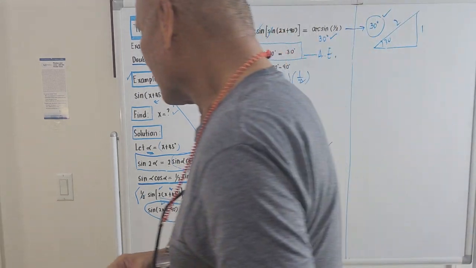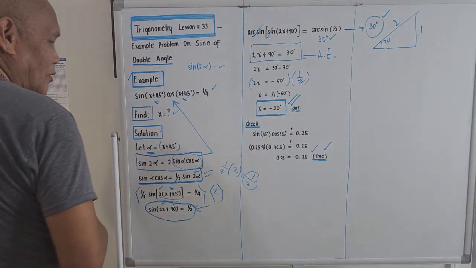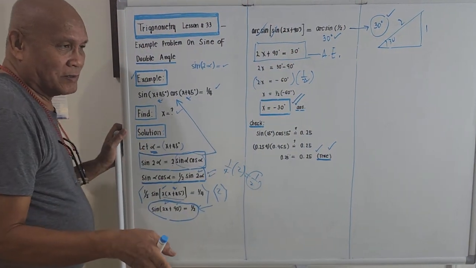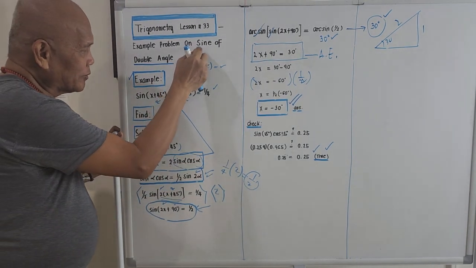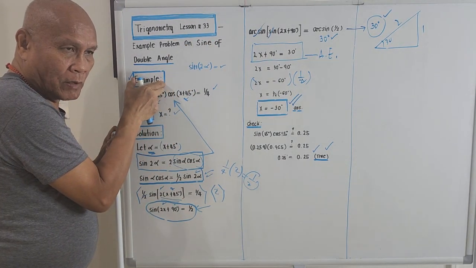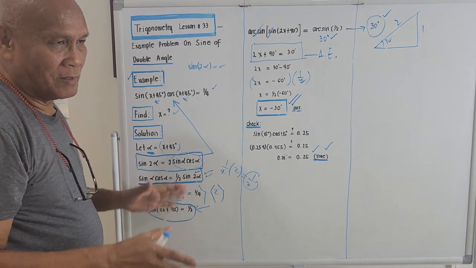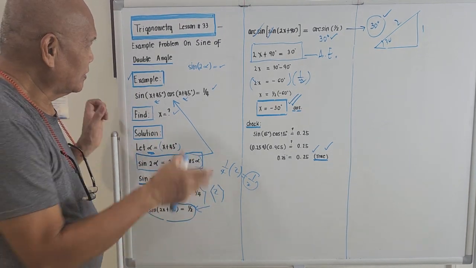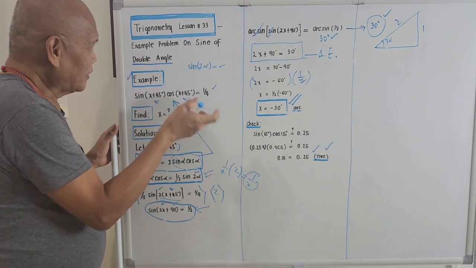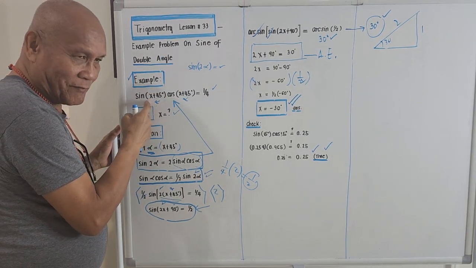Okay, that's it guys. That's how we compute for the value of x by using the expansion of the sine of a double angle. The next time around, I will bring out a second solution, not the same as this one, but using the expansion of the sum of two angles.